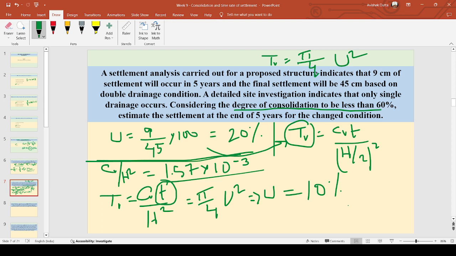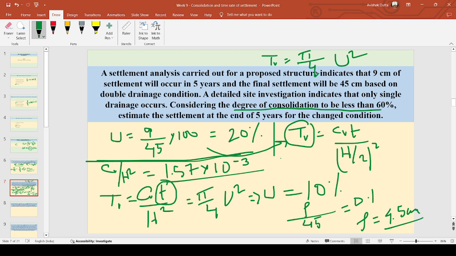Now we have to find out the settlement. So the final settlement is how much? Final settlement is 45. So rho divided by final settlement 45 equals 10%. It is 10 by 100, 10% means 0.1. Yes, 0.1. And so rho will be equal to how much? Rho will be equal to 4.5 centimeter. So it was 9 centimeter based on double drainage. If it is single drainage, the settlement will be 4.5 centimeter as solved using these equations.